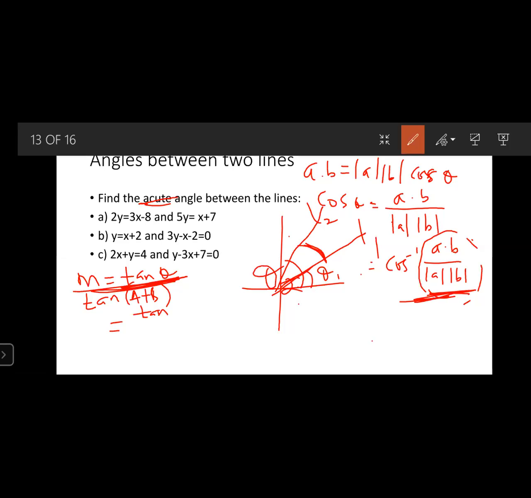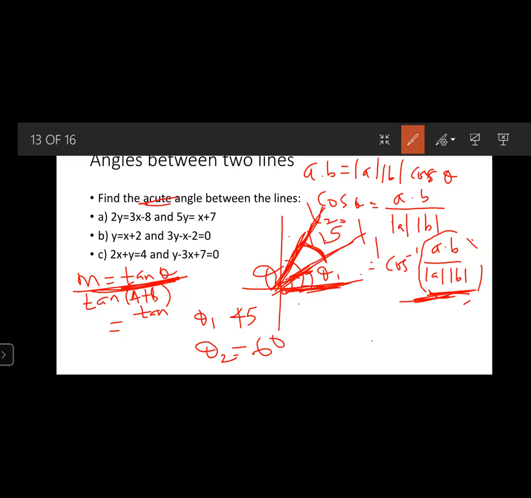It is obvious that if theta 1 is 45, for example, and theta 2 is 60, what's the angle between them? You have to subtract. You can't add, because from the x-axis to the first line is already 45, and they told you that from the x-axis to the second line is 60. Simple logic: just subtract 60 minus 45. It gives us 15 degrees.